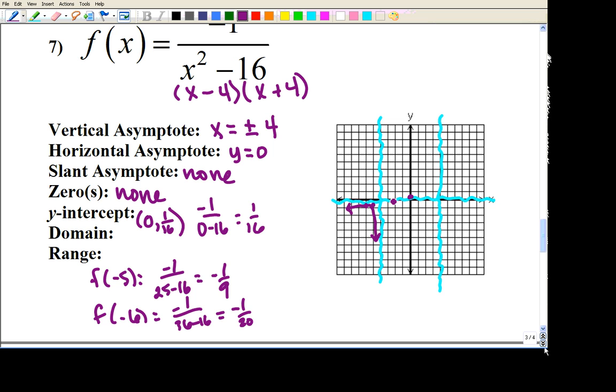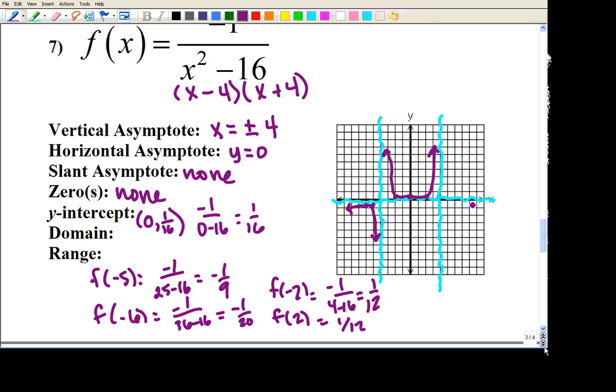For the part in the middle, let's try f of negative 2. So I have negative 1 over 4 minus 16. We get 1/12. So not very big there. If you plug in f of 2, because that negative 2 got squared up here, we'll also get 1/12. So it's just barely going up, but enough to know that we are going up on each of these sides here.